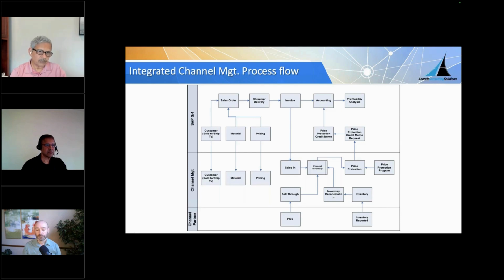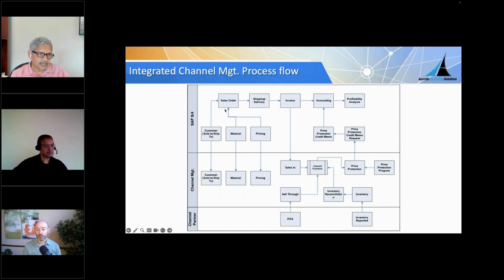Manufacturing companies, or any company which runs through a distribution network or uses an indirect channel, would also want to see what the channel inventory is. So going forward, you can see the customer, or the sold-to and ship-to in SAP, material and pricing. We replicate that to the channel management system. That master data is needed for processing many transactions.